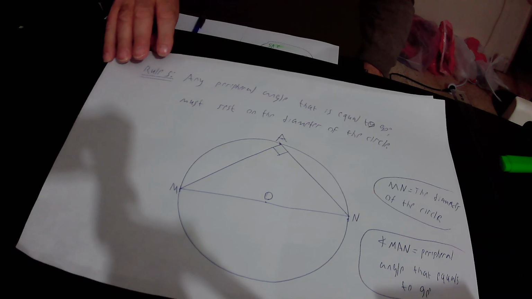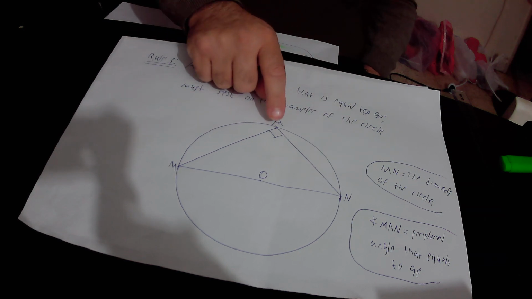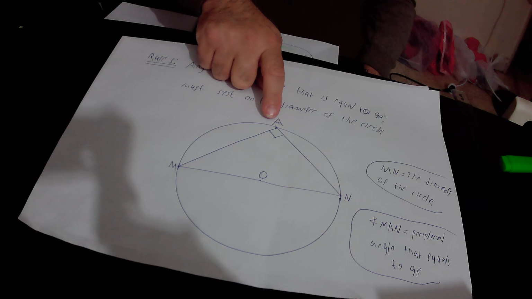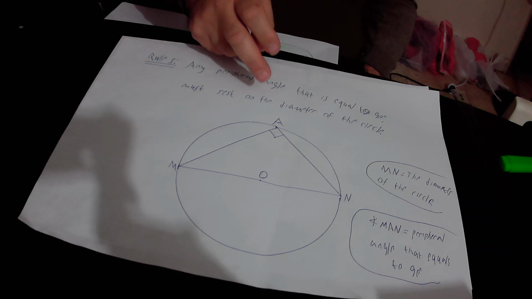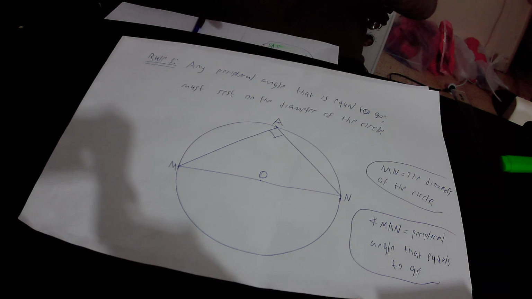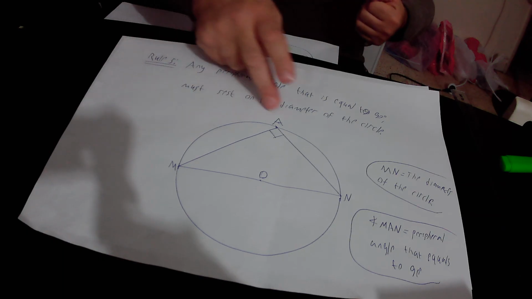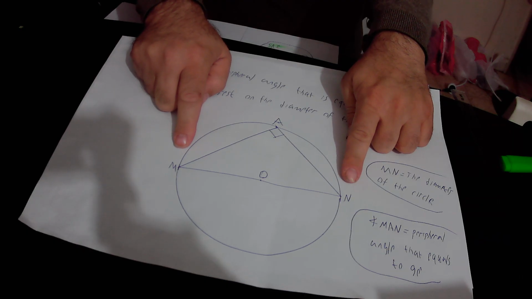In the drawing we have a circle. Inside this circle we have peripheral angle MAN. This is peripheral angle MAN that is equal to 90 degrees in its size. So according to rule number 5, peripheral angle MAN must rest on the diameter of the circle. From the drawing itself, it is very easy to see that peripheral angle MAN rests on chord MN. Therefore, according to rule number 5, chord MN must be the diameter of the circle.